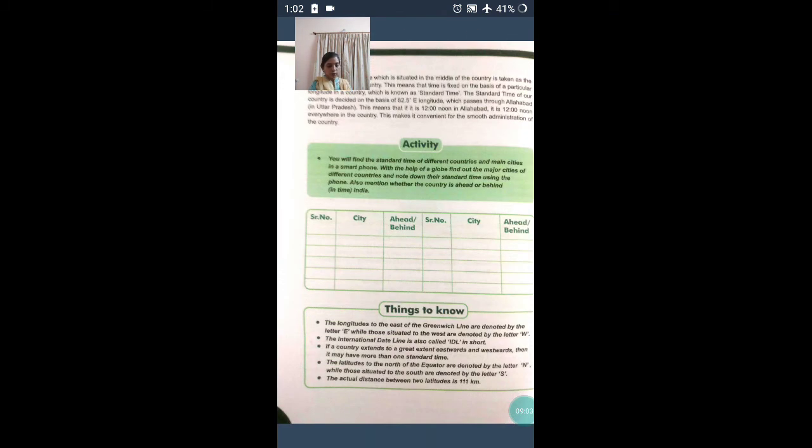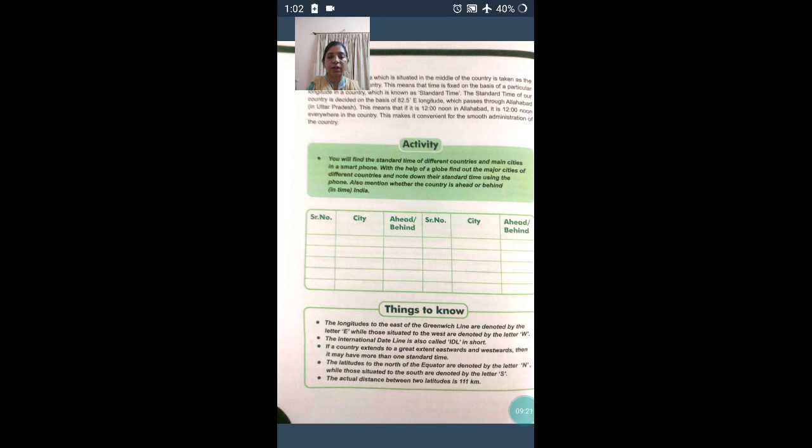Then we move on to the standard time. The local time of a place which is situated in the middle of the country is taken as the standard time of the country. This means that time is fixed on the basis of a particular longitude in a country, which is known as standard time.